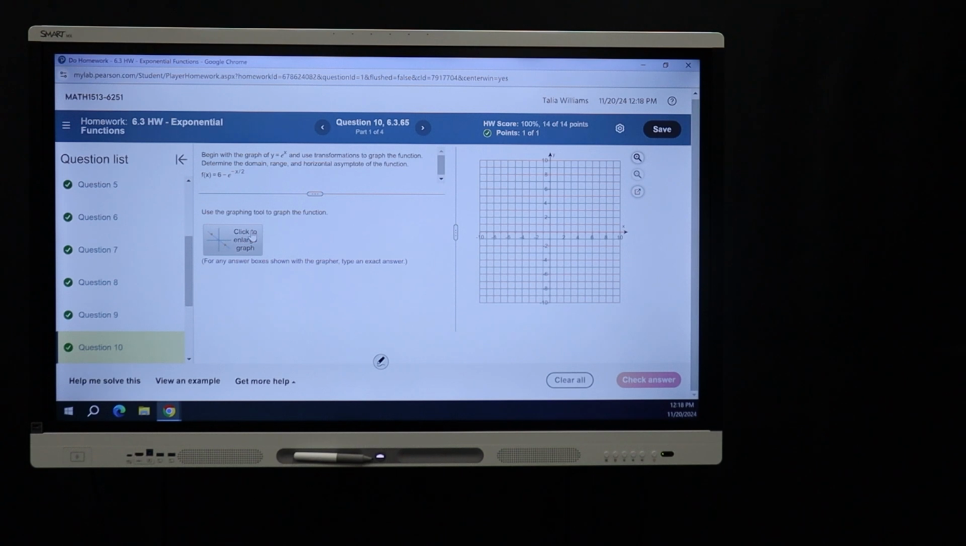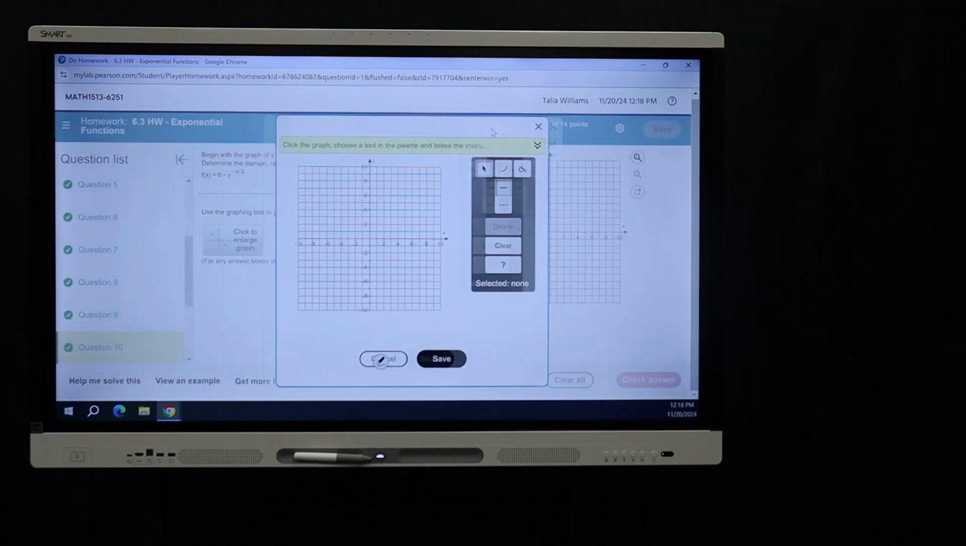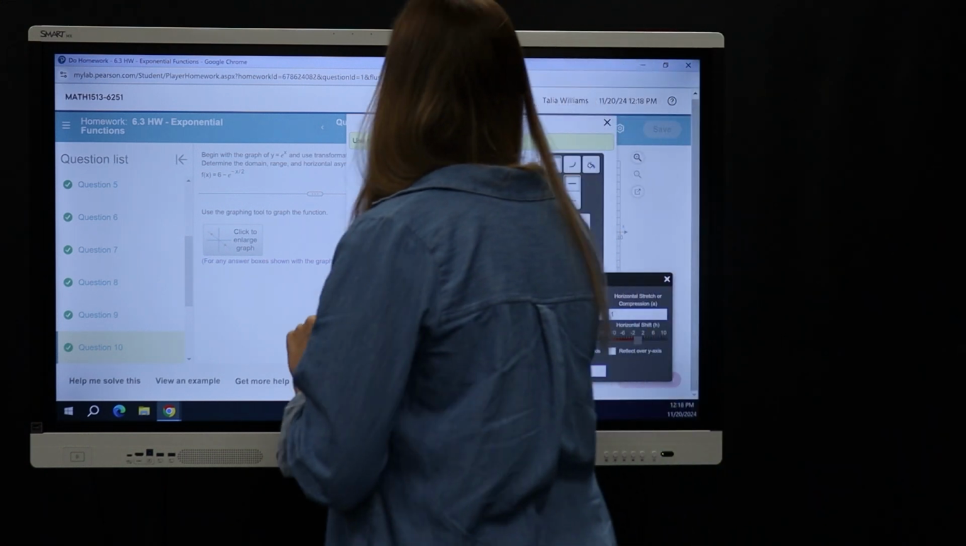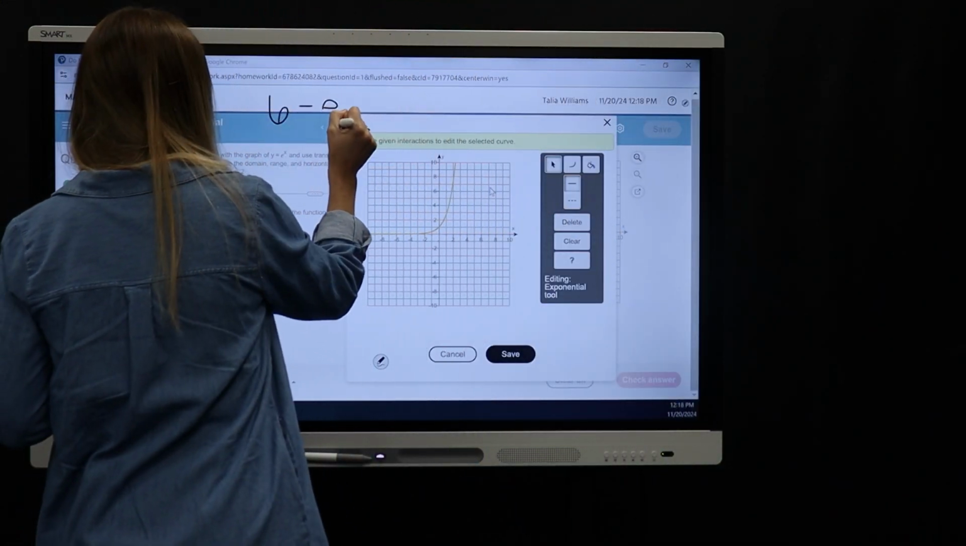Similar question. This one has a double negative as well. So exponential graph, click wherever. So I have a negative e and a negative x minus 2. I'm going to go ahead and write it bigger so you can see it. 6 subtract e.